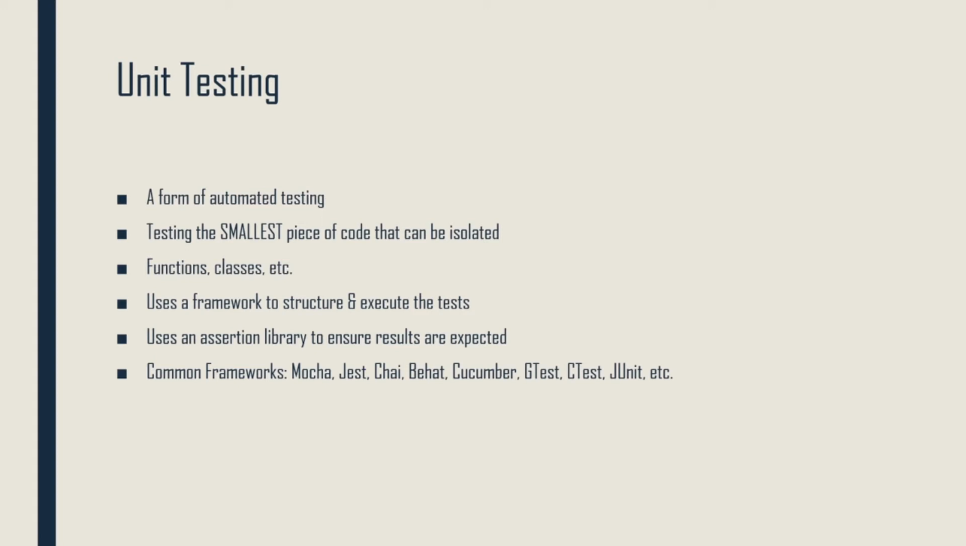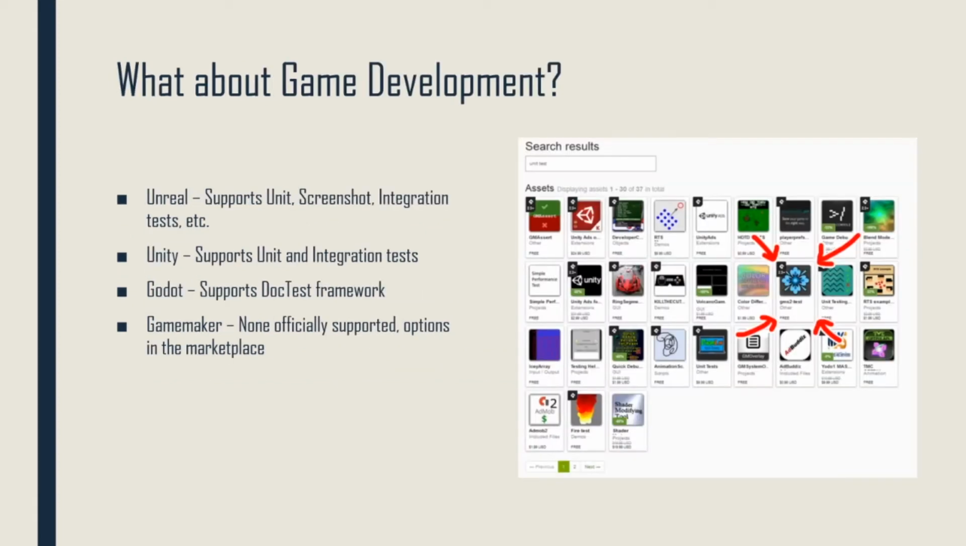There's a lot of different unit tests. A lot of languages have usually at least one. So what about game development? What options do we have? I picked 4 of the most popular game engines right now. Unreal and Unity have their own testing frameworks they've developed.